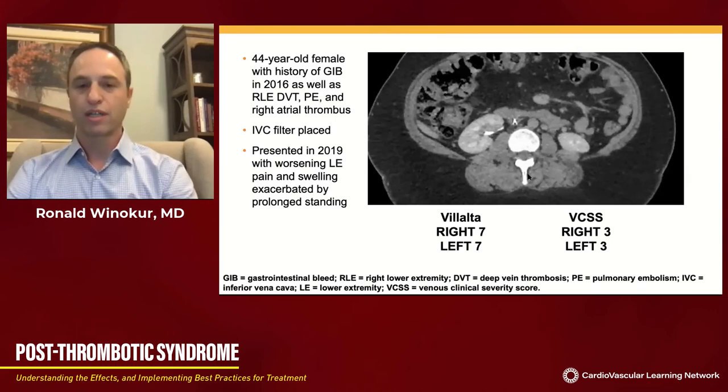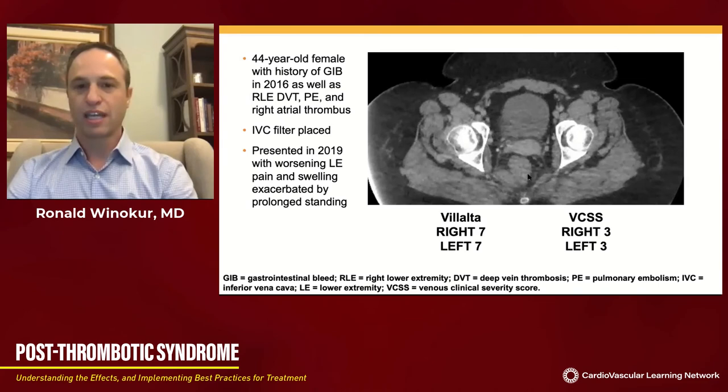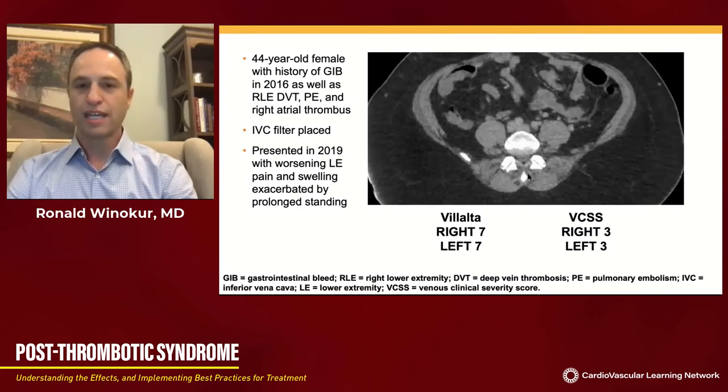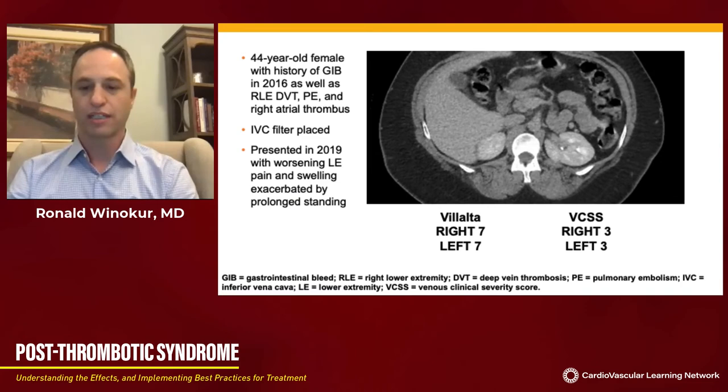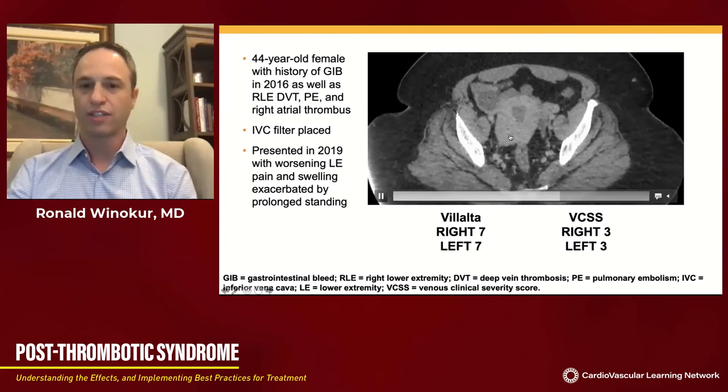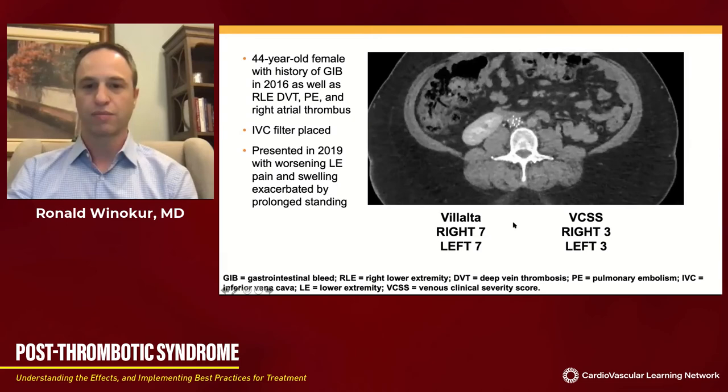And I know this CT scan is running through fairly quickly, but as was mentioned in some of the prior presentations, you can see the small caliber of the external iliac veins here on both sides. You can see the small caliber of those veins, and you can see the small IVC at the level of the IVC filter as well. So clearly chronic post-thrombotic changes throughout the iliocaval system related to that filter placement.